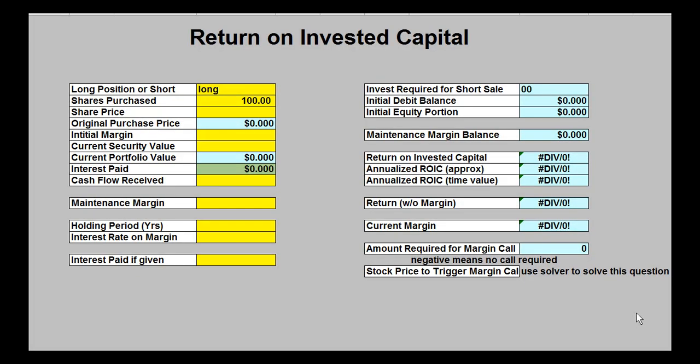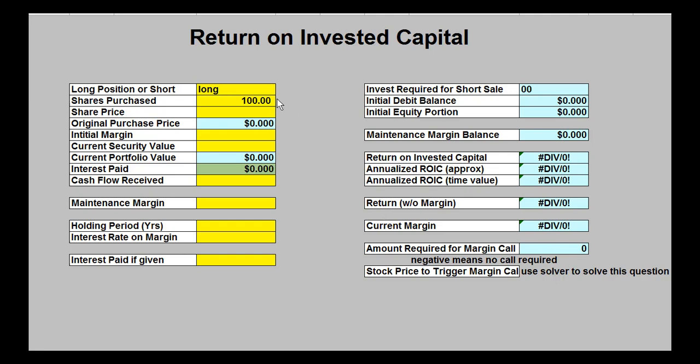In this video, we're going to discuss how you calculate the return on invested capital when a brokerage firm allows you to have what's referred to as a margin account. A margin account essentially allows you to borrow money in order to invest in securities.